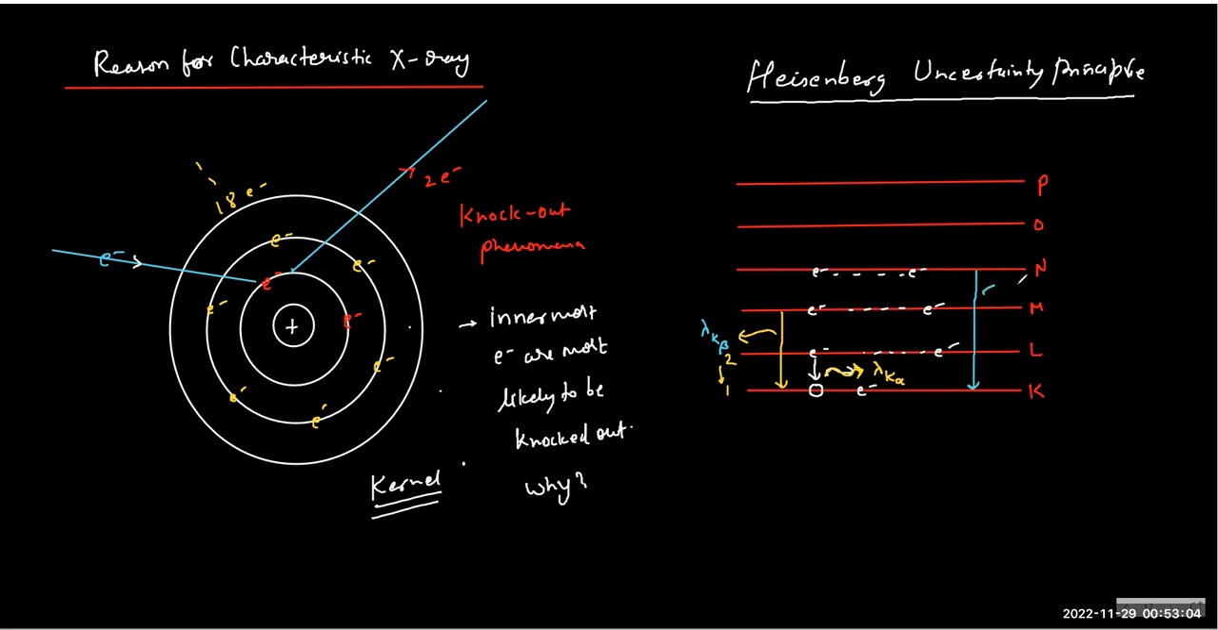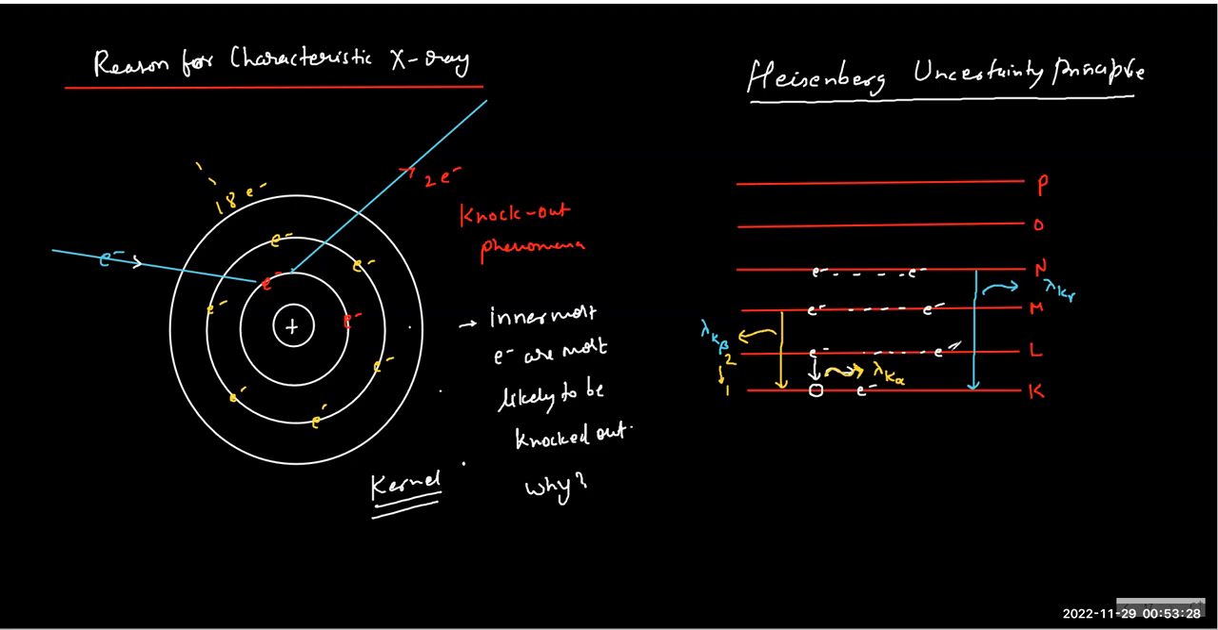So this will release another photon, lambda K. Next is alpha, beta, gamma. Then next is delta also, and so on. Do you realize what I'm saying? Yes, sir. So this nomenclature is clear.